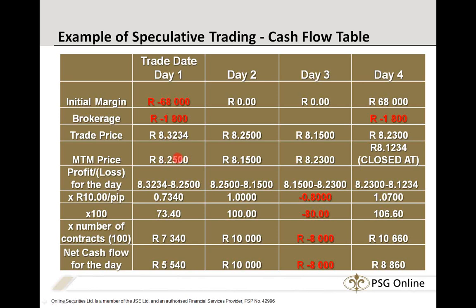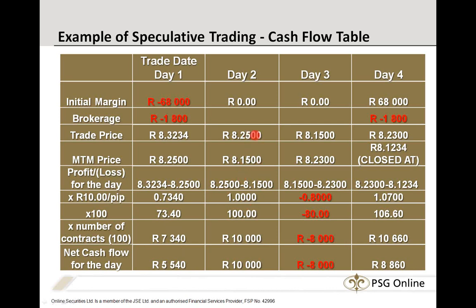Mark to market at the end of the day, the price has fallen back a bit. Remember, we want the price to fall, we want the Rand to get stronger, because in this trade we're short the dollar. The difference between the two prices, just under 7 cents, times 100 contracts times 1,000, we got 7,340 Rand. Less my brokerage on that day, I had 5,540 Rand deposited that night into my account as a profit. And so it goes on every day.